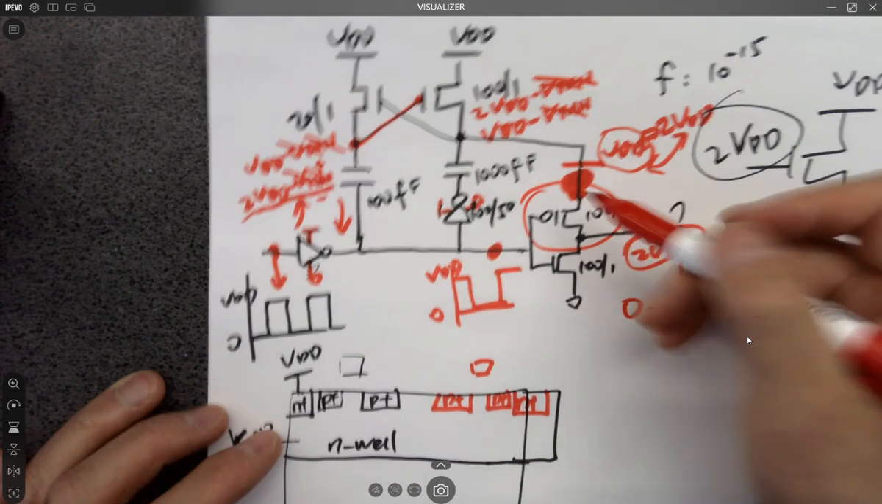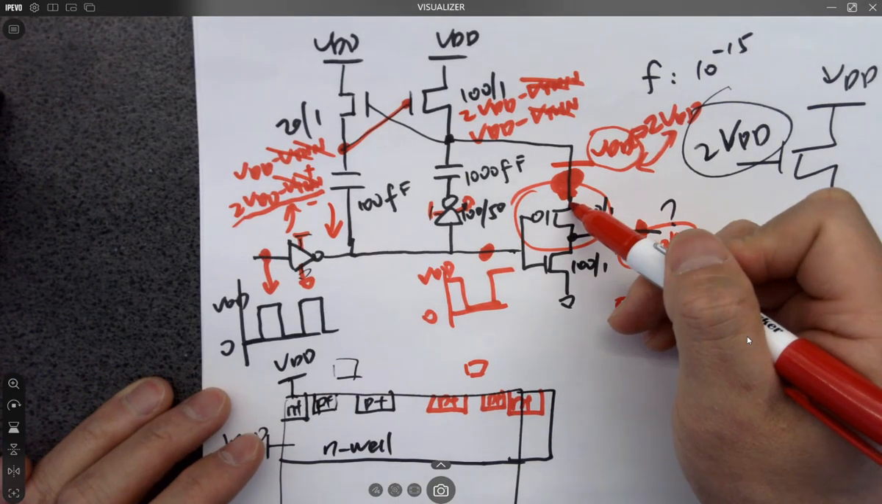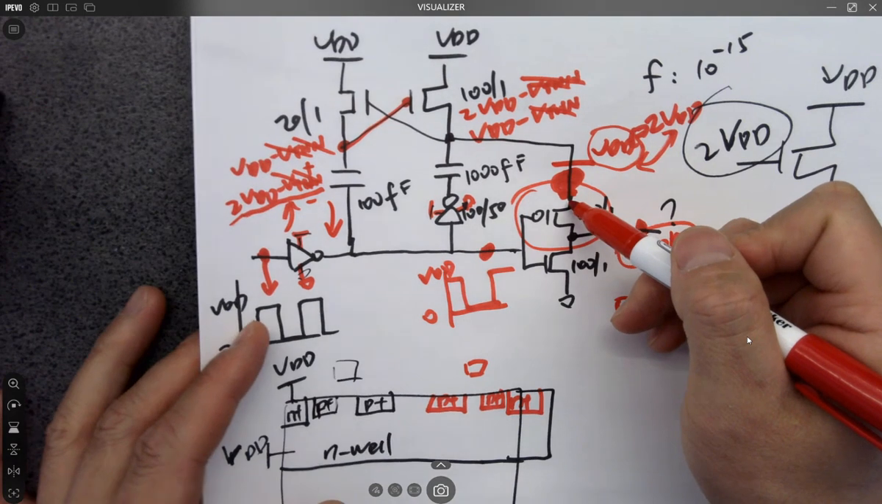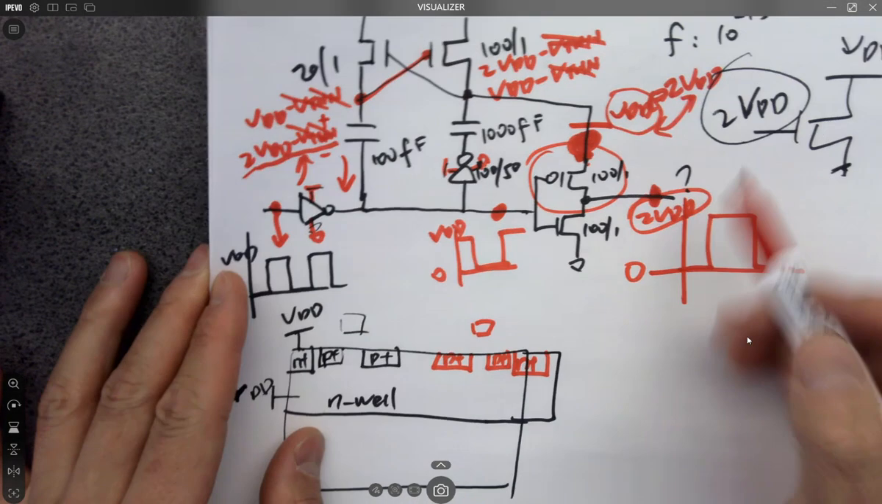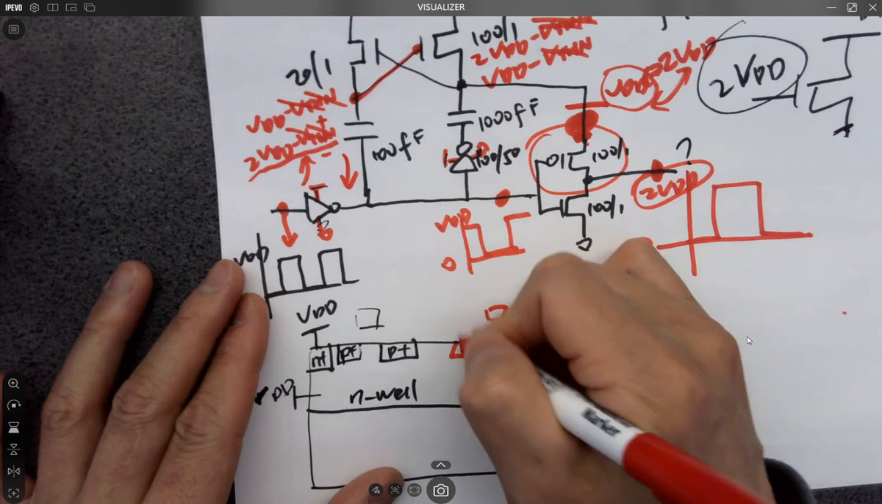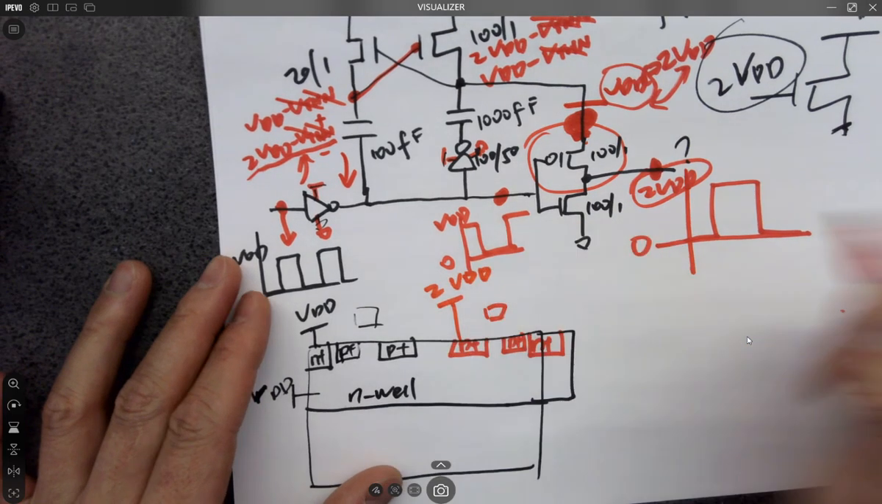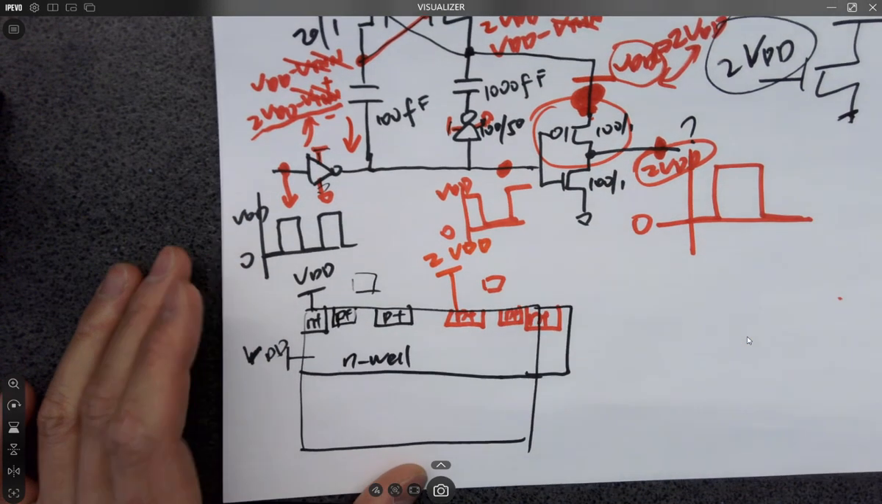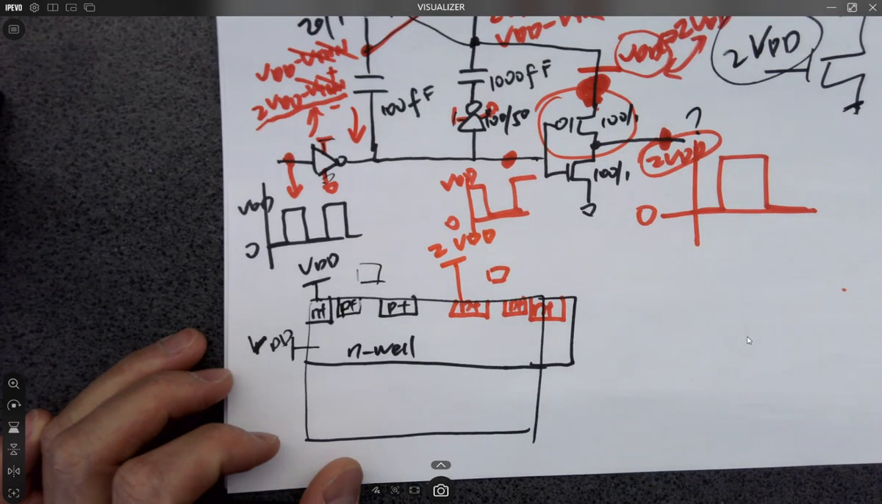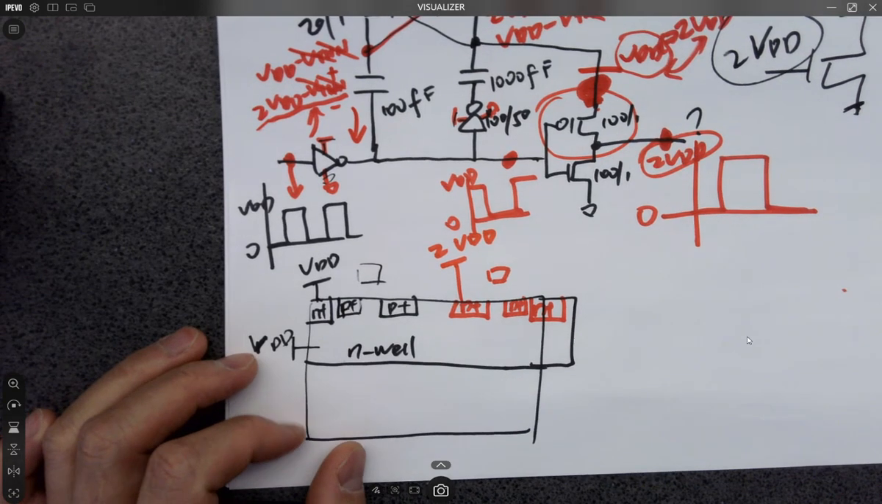However, for this little imposter, the source of this PMOS is shorted to where? Sometimes it goes to 2 VDD. What's happening? What's happening? Can you see it?